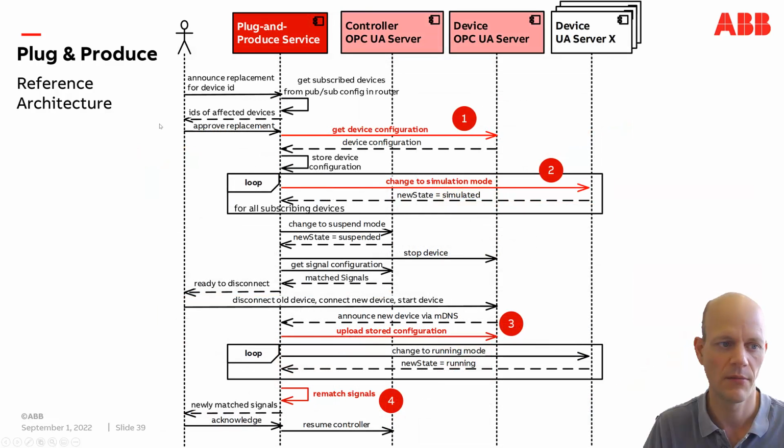The device replacement workflow is depicted here. Without going into all the details, which you can also read up in the corresponding paper, it first notices from an operator what kind of device shall be replaced, and then it stores the existing device configuration and changes the neighboring devices into a simulation mode so that they do not interact with the process anymore. And then it signals to the commissioning engineer that it's now ready to disconnect the device. And afterwards, the new device is installed, and then it can again go through this Plug&Produce approach of automatically discovering it and uploading the formerly stored configuration, and then rematching the signals and connecting it to the controller.